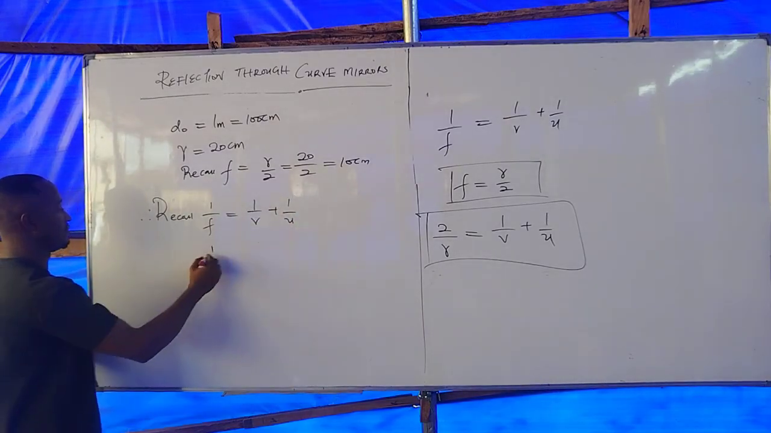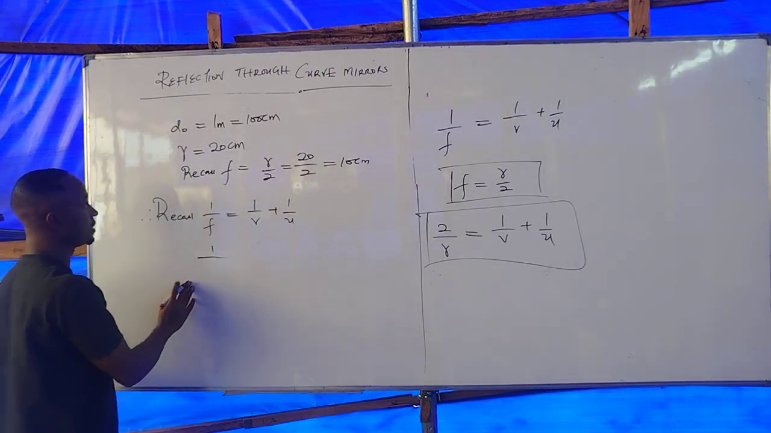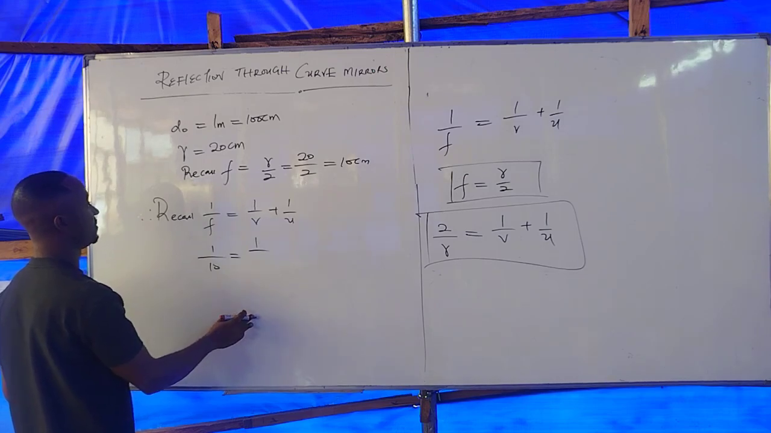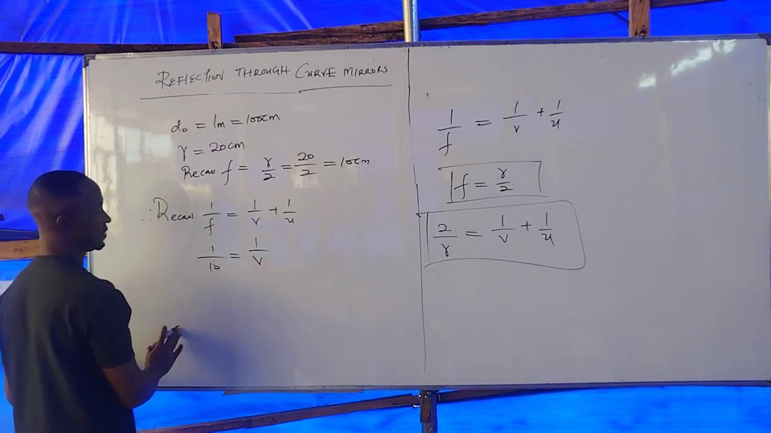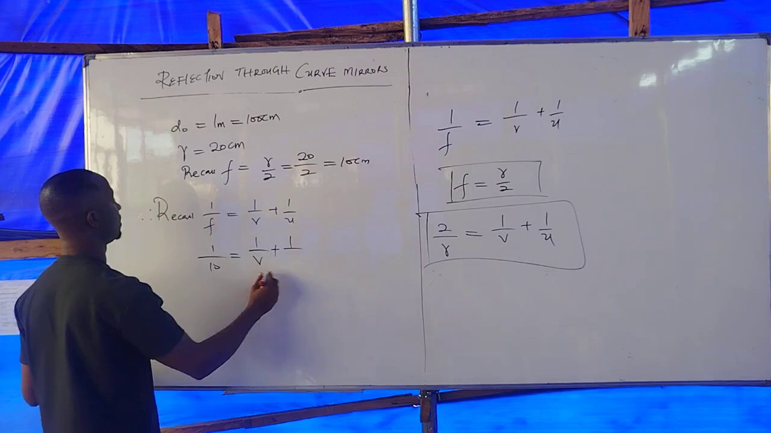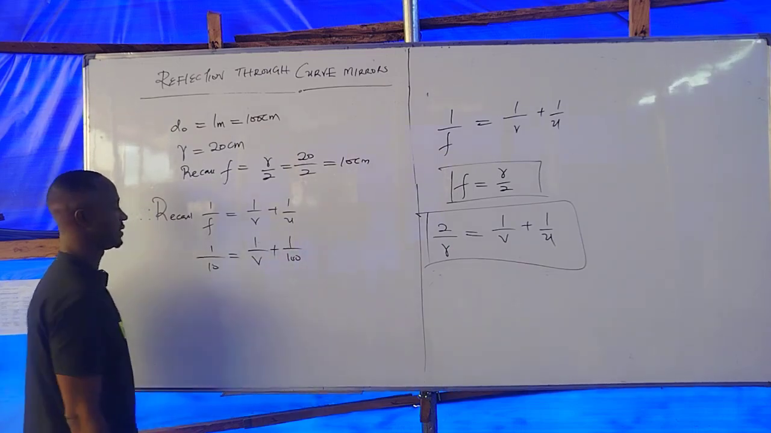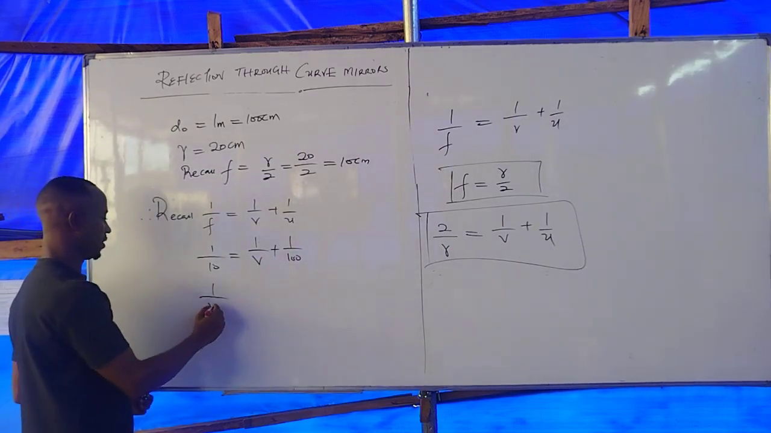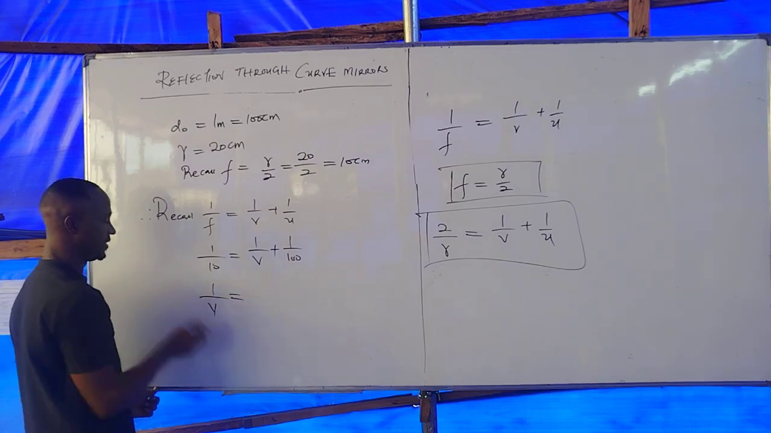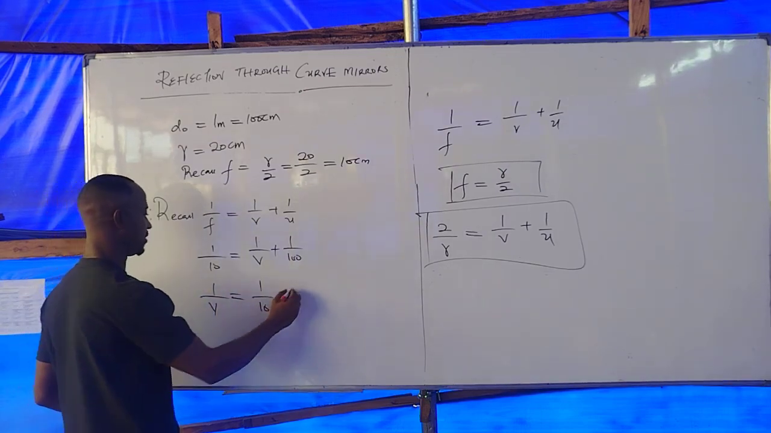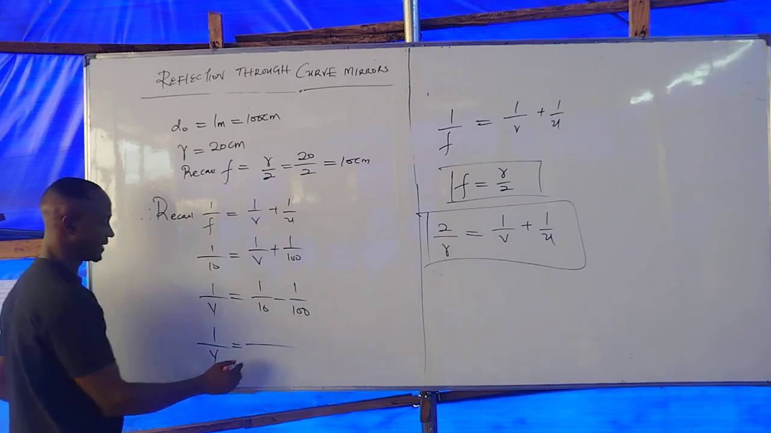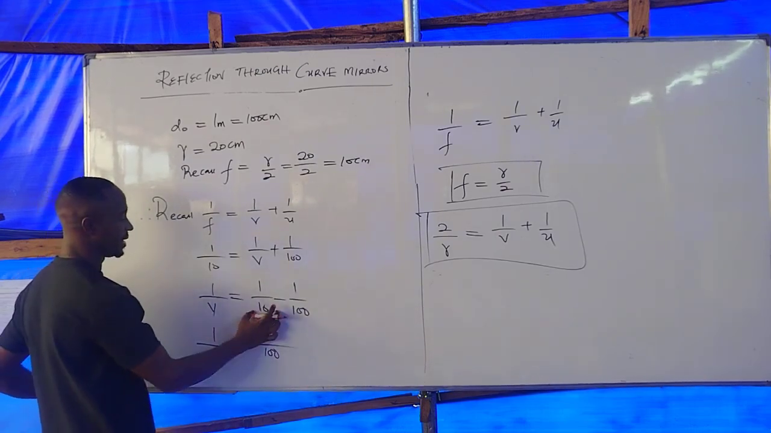Are you following? So we have 1 over f, and f is 10, equals 1 over v plus 1 over u. We're looking for v, right? So 1 over 10 equals 1 over v plus 1 over u, and u is 100. For 1 over v, we collect like terms. We subtract 1 over 100 from both sides. That gives 1 over v equals 1 over 10 minus 1 over 100. So what's the sum between 10 and 100? It is 100, right? Divide 100 by 10, what do you have?